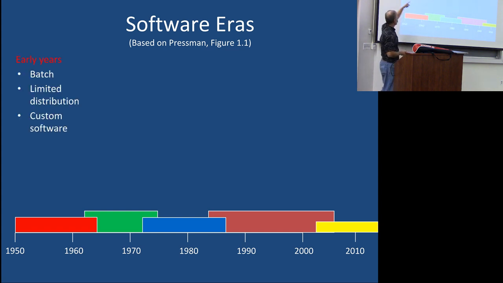So in the early years, these red years over here, what we had were batch systems. Software was custom, it wasn't widely shared. It was just specific to a local installation. But what is a batch system? Who knows what that means?